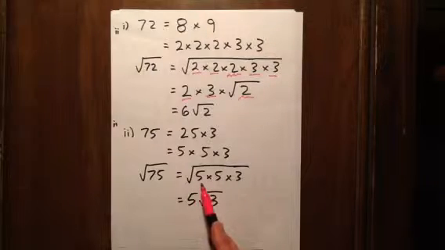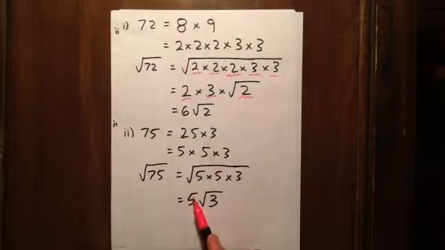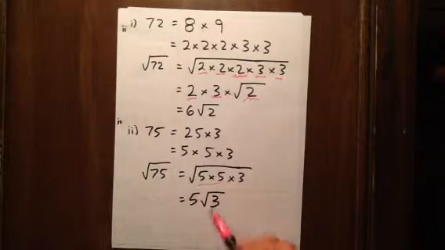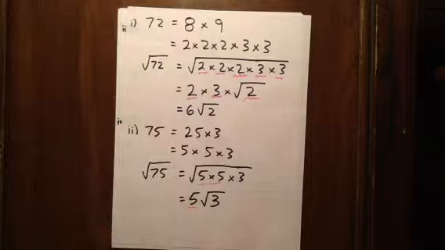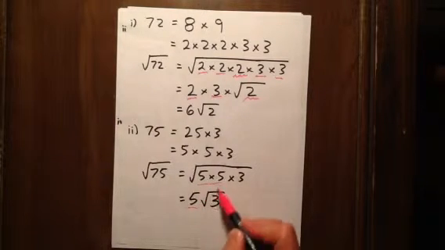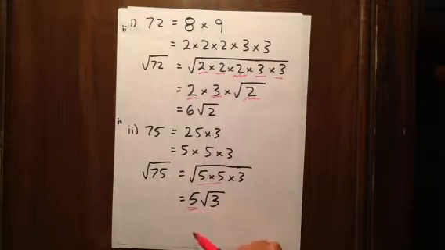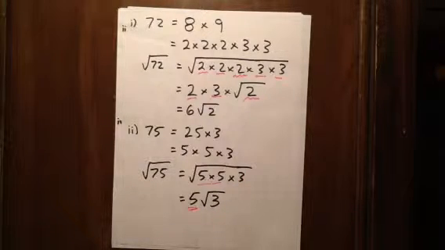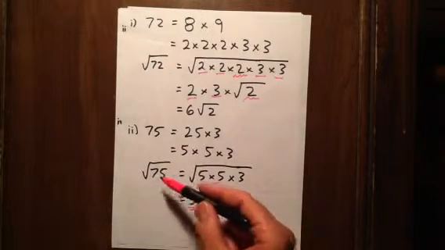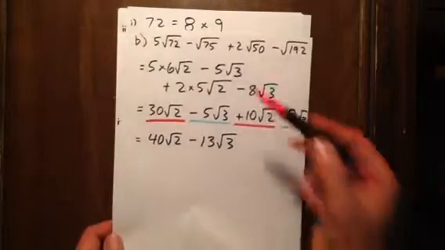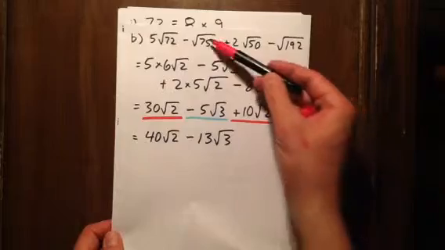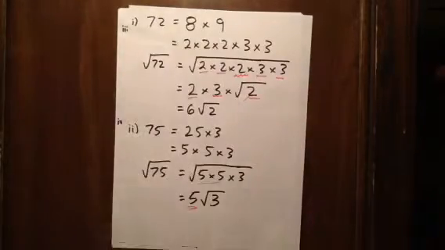So instead of root 5 times 5 times 3, it's a 5 on the outside and a root 3 on the inside. These 2 guys are on the inside and they're the same, so you can put that on the outside. And this guy's alone on the inside, so it has to stay there. So, since root 75 is 5 root 3, when we go back to our question, we'll put a 5 root 3 in for the root of 75.